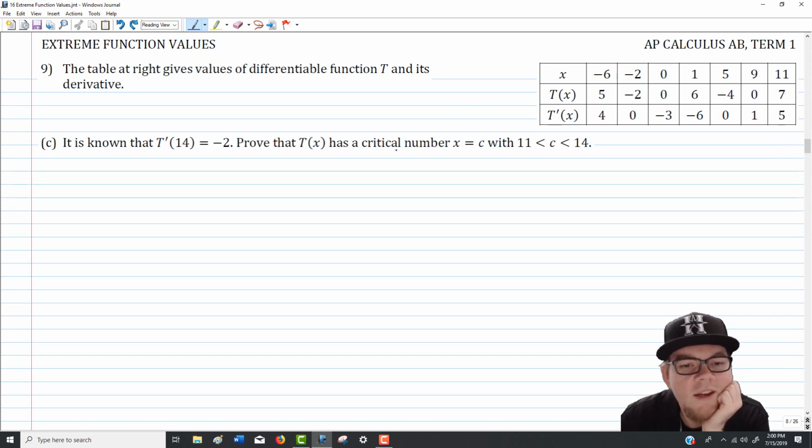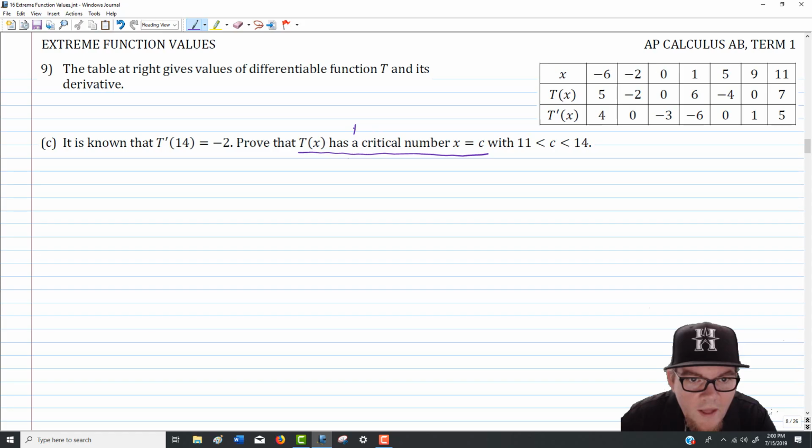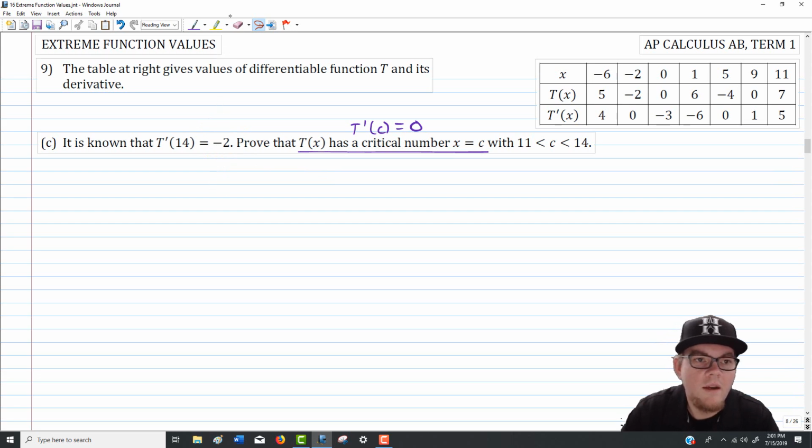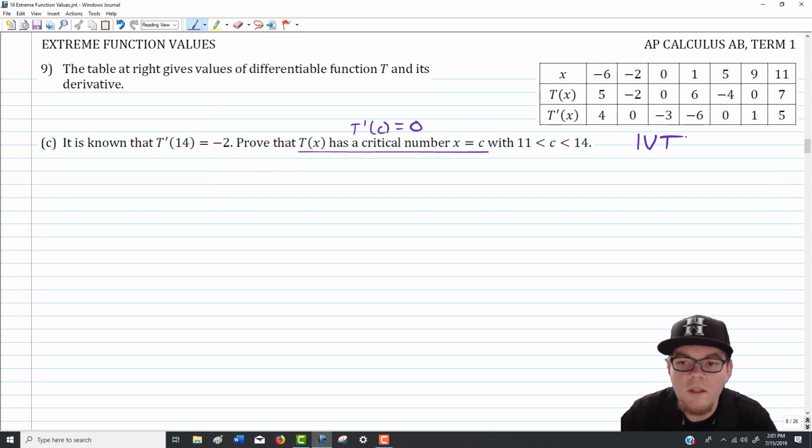Then it says to prove that t of x has a critical number, x equals c, with 11 less than c less than 14. So we're trying to prove that t of x has a critical number. So in other words, we want to show t prime of c equals 0. So keep that in the back of your mind. So in here, it's going to feel a little bit weird, but we're trying to show that there's a particular value of the derivative given a value of the derivative. So here's my thought. I'm thinking this actually feels like a really different version of the intermediate value theorem. So bear with me for a second. Intermediate value theorem requires two properties. Can you say those two properties off the top of your head?